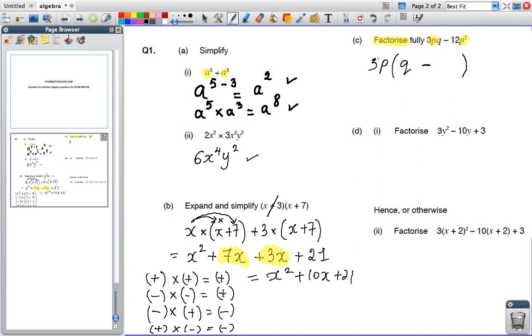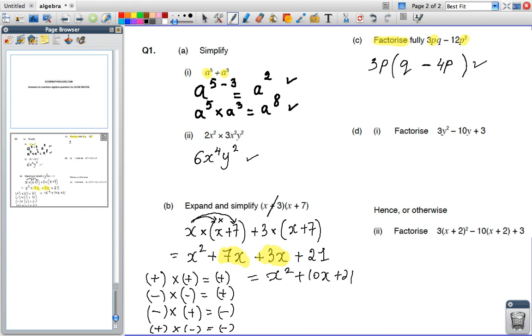Next I've got a minus, so I'm going to put a minus here. And again, here I've got 3, and I'm trying to get back to 12. What can I multiply the 3 by to make it 12? It's obviously going to be 4. Next, I've got a p here, but my original question had a p squared, so I need another p, because p times p gives me the p squared back. And finally, that's my answer, because I don't have any more letters to get.